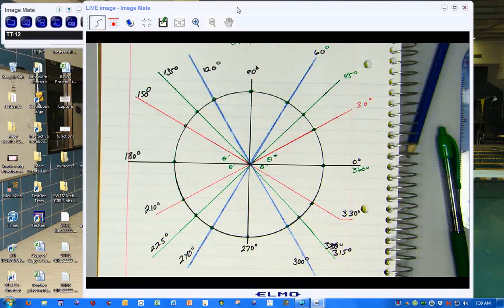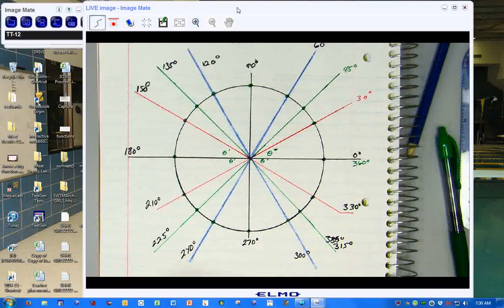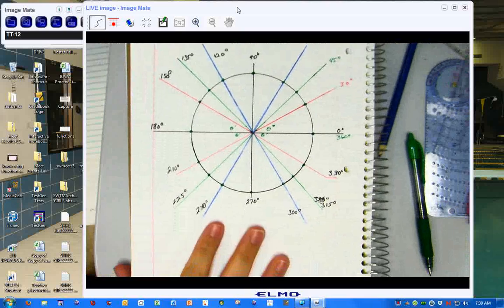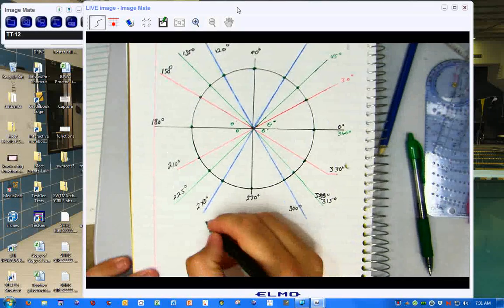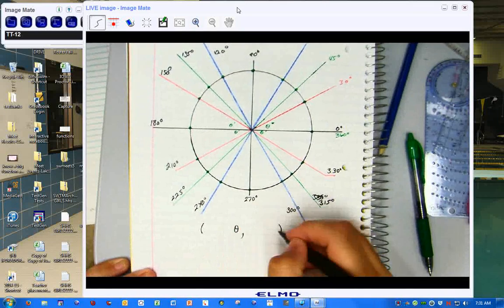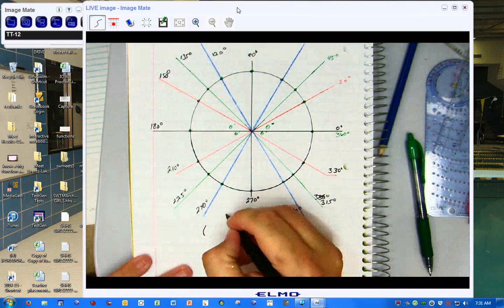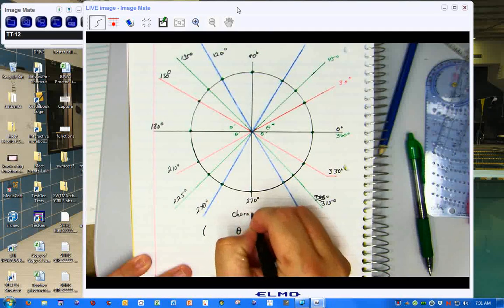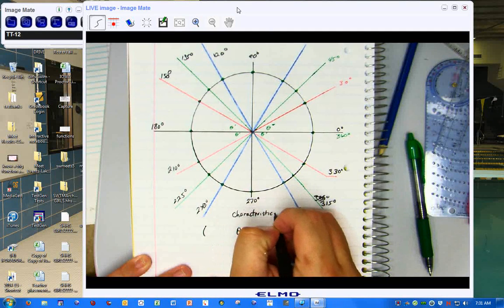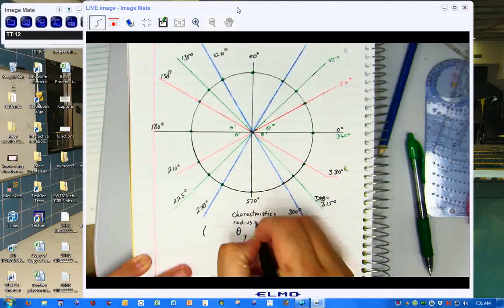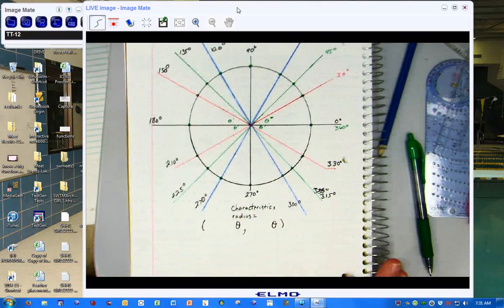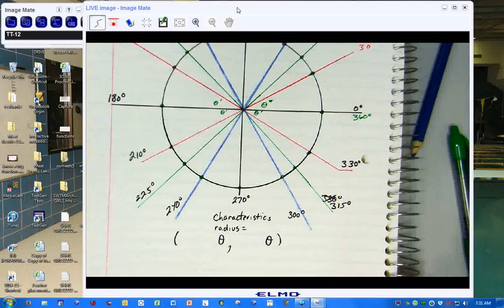Now, every single point on here can be written in a certain form. Each coordinate can be written as something a theta and something a theta. This is what's cool about the unit circle. Characteristics. And we'll start in degrees.